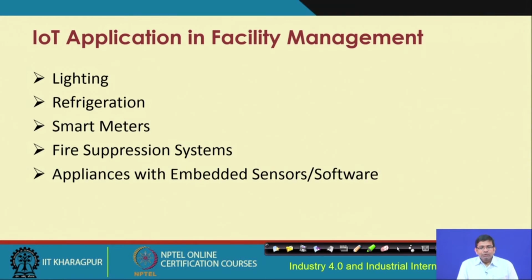So, IoT application in facility management would include using IoT devices to have smart lighting, smart refrigeration, use of smart meters, and smart fire suppression systems. If a fire occurs, then detecting that in a smart way, controlling that fire, and suppressing the fire in a smart way are also part of the improved IoT application in facility management.